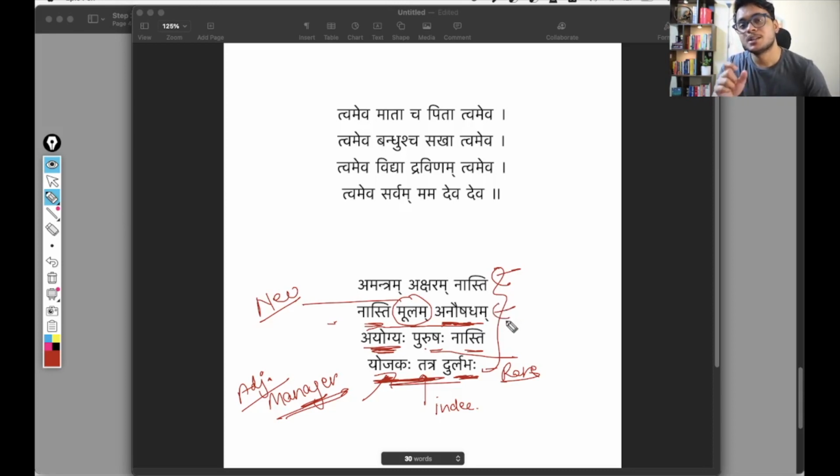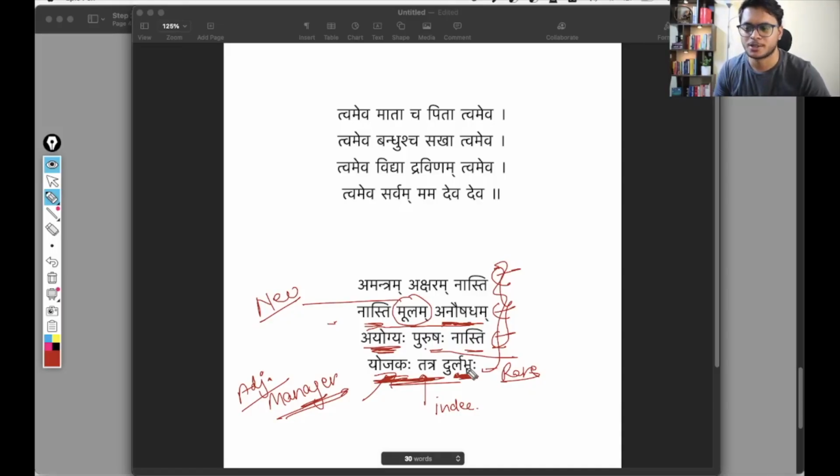There is not a single root that does not have the potential of turning into a medicine. And there is not a single person who is not useful. But Yojakaha Durlabha. But such a manager, finding such a person, finding such a leader who can achieve all these things, that is rare. Yojakaha Durlabha. That is rare.